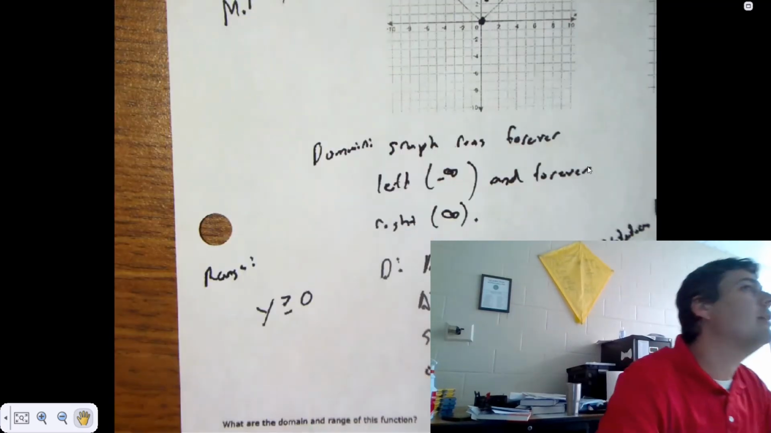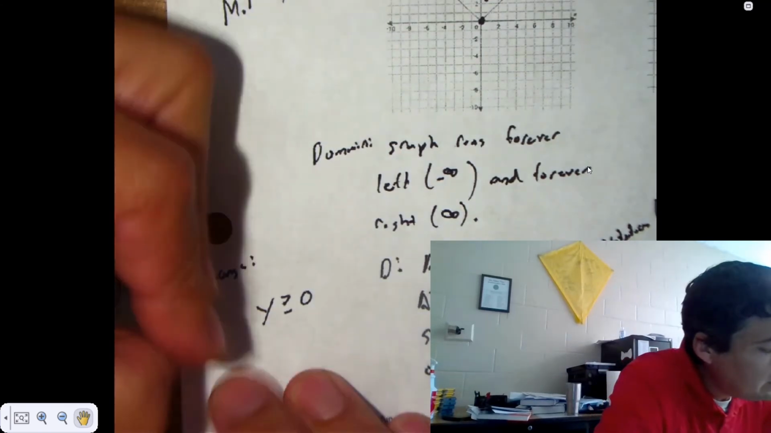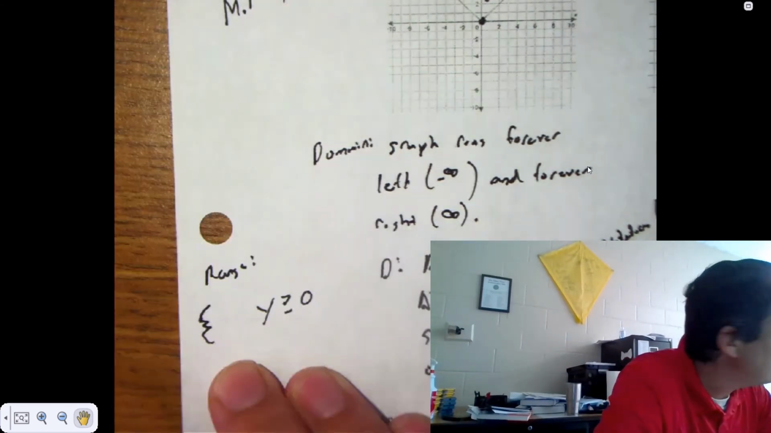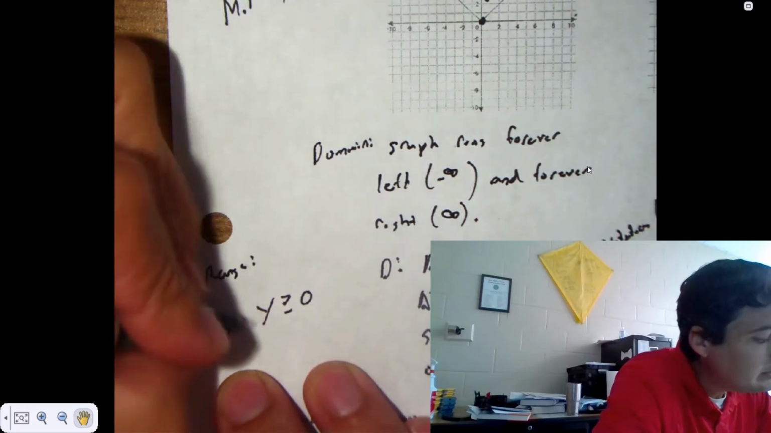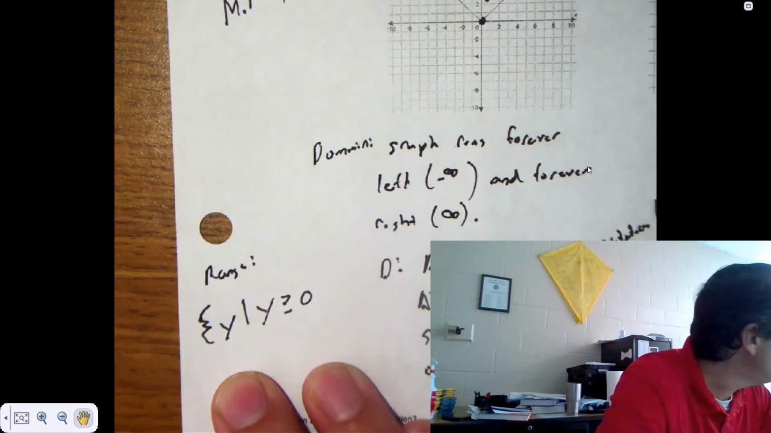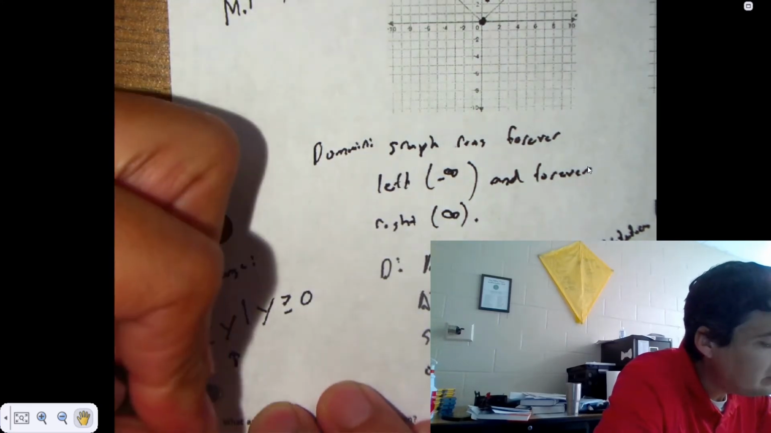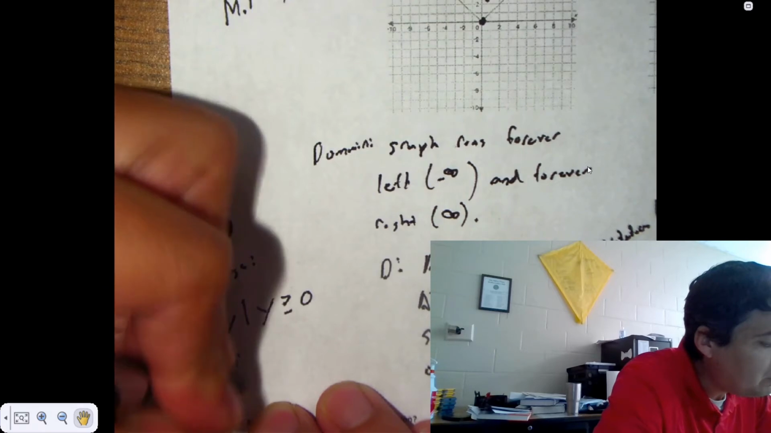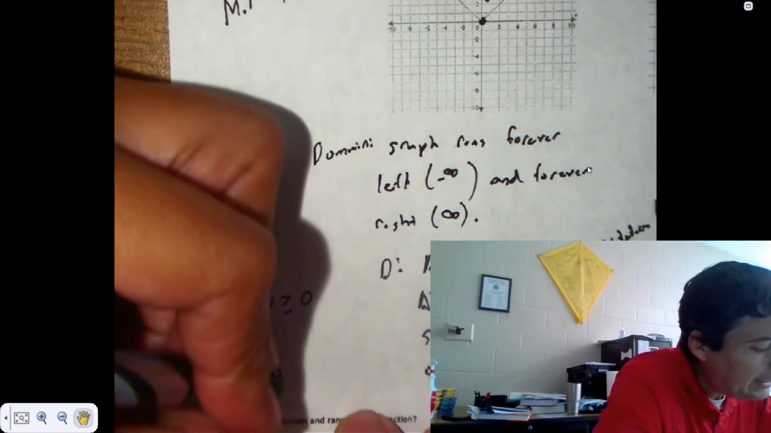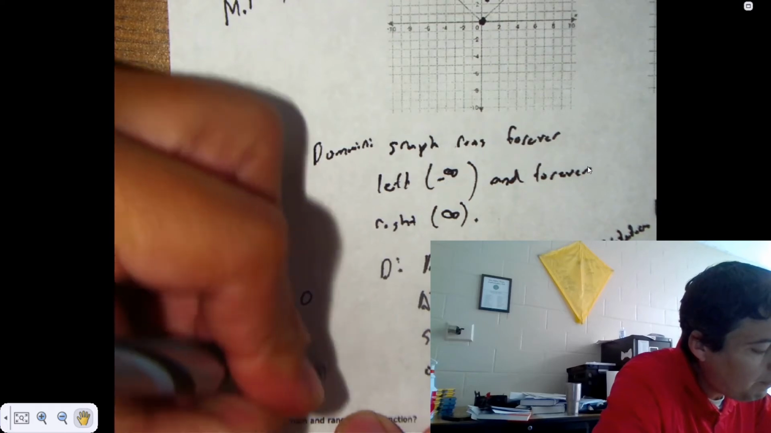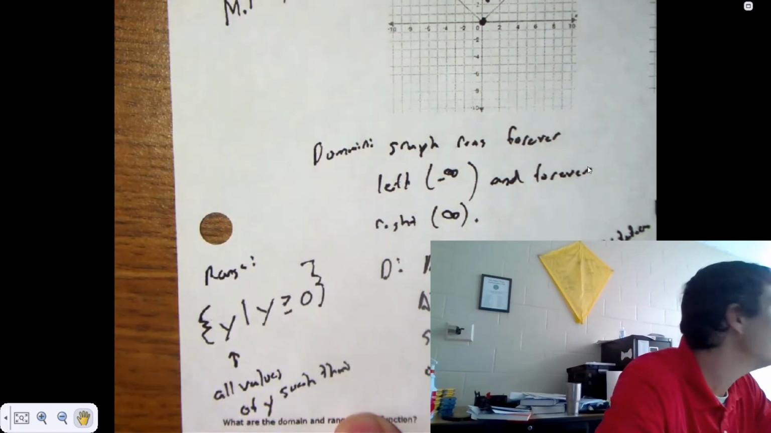Now, IXL is going to use what's called set builder notation. You're going to see a curly bracket, you're going to see y because you're talking about y, and then a straight up bar. This little piece is actually read "all values of y such that." Then you have the restriction: y is greater than or equal to 0.